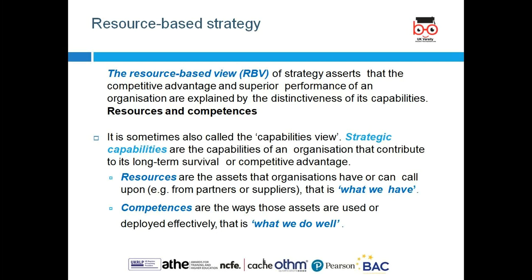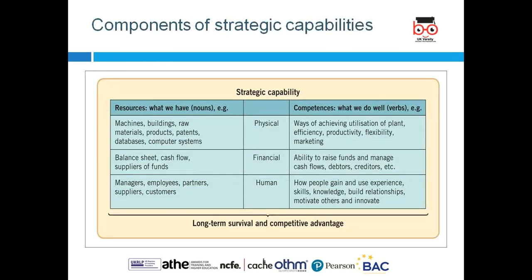Like we mentioned earlier, a lot of organizations do not sustain in the long run because their capability was not effective and they don't have the competency to deploy their abilities effectively. So competitive advantage is not gained. Resources are assets the organization can call upon, from partners and suppliers. Competency is the way the asset is used and what we value. So that's what competency means.